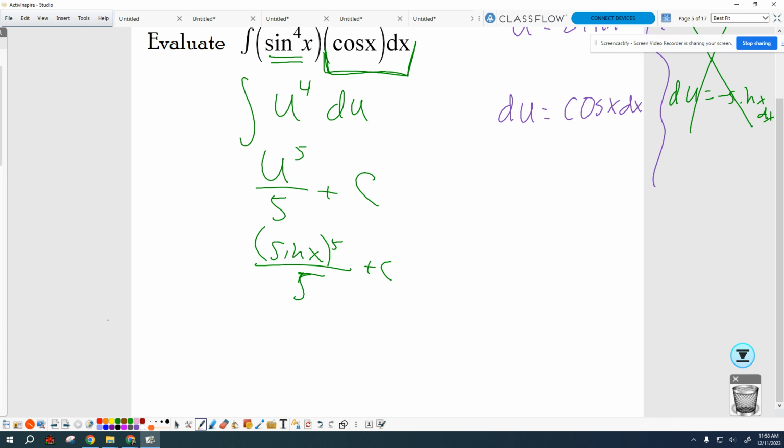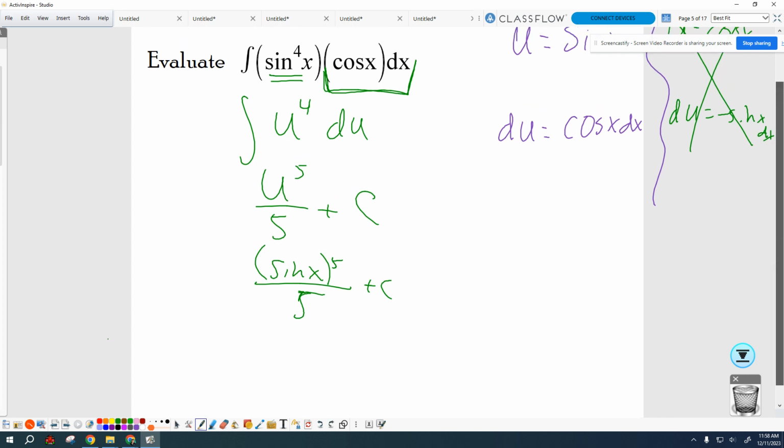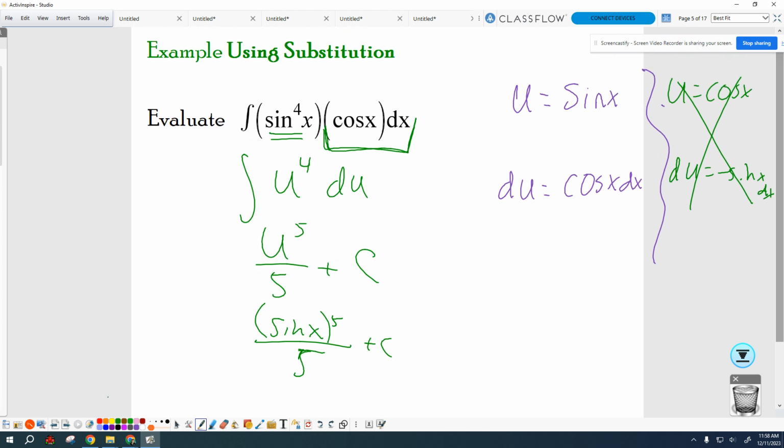Well, we need to translate everything. So the question was, why do we take the derivative of U? Well, if I'm changing this into U values, I found the height in terms of U, so I need to find the width in terms of U as well. I need to do the areas of my rectangles all with U values.